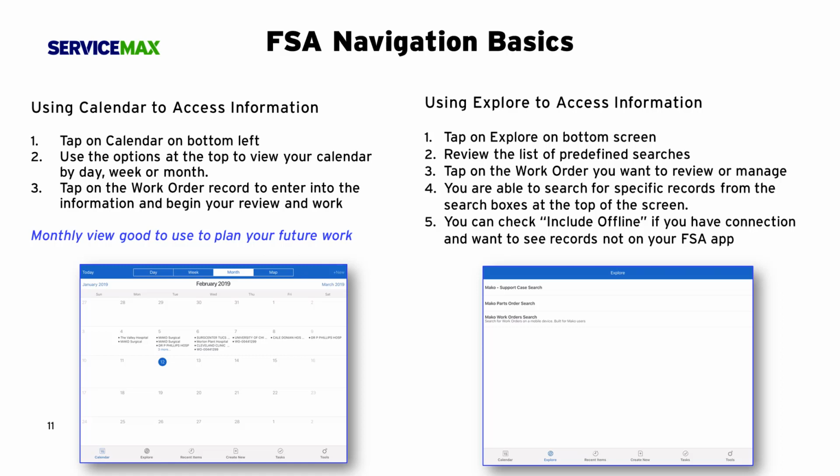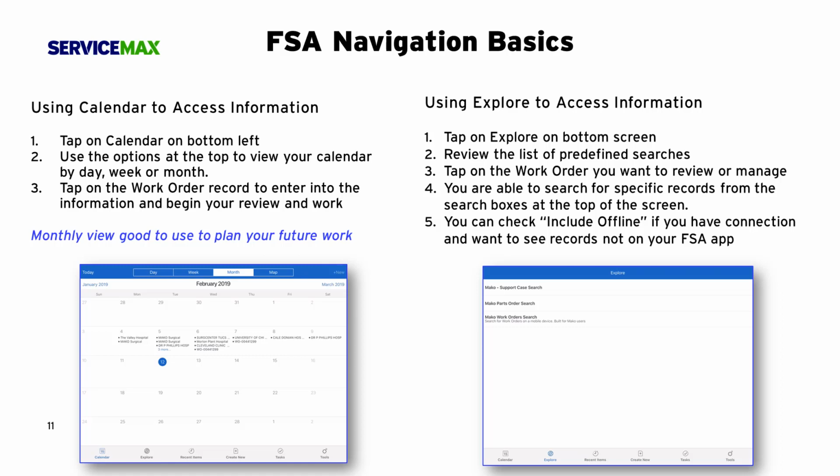To see the details of an assigned work order, simply tap on the work order and the information will display. You can drill into the work order by tapping on Open at the far top right. This gives you all of your actions and options from the work order navigation tools.